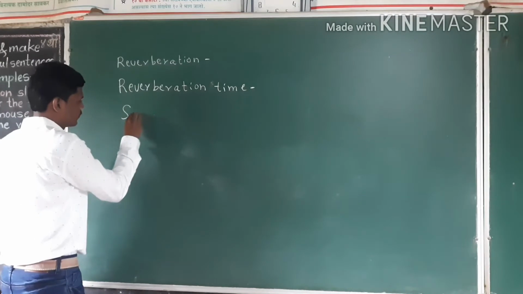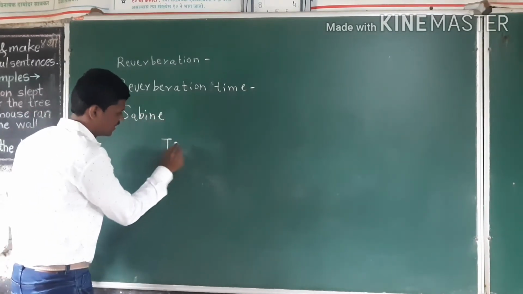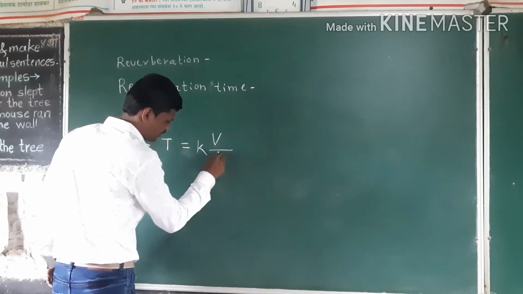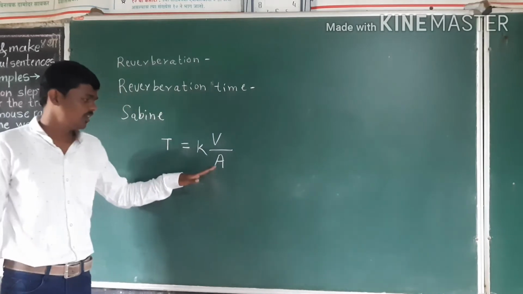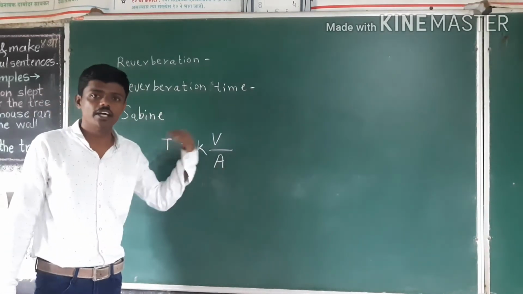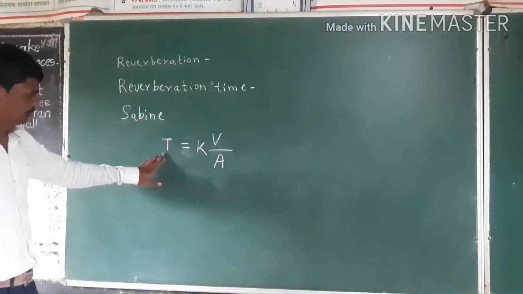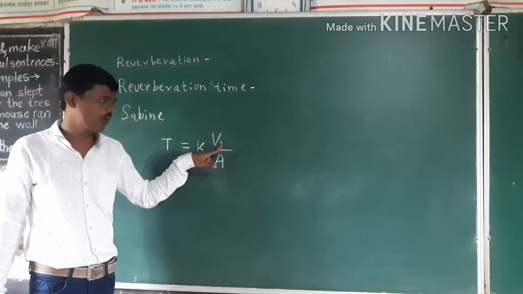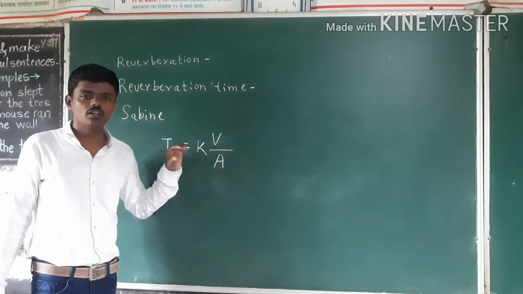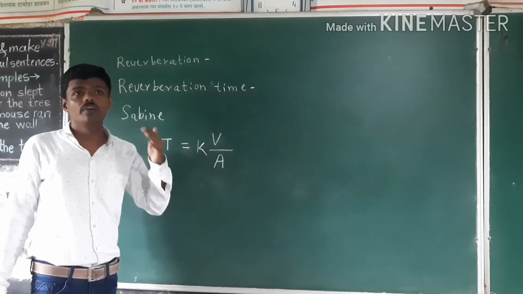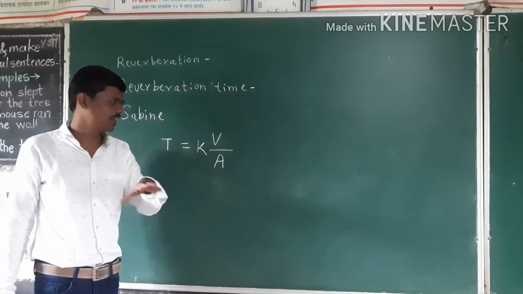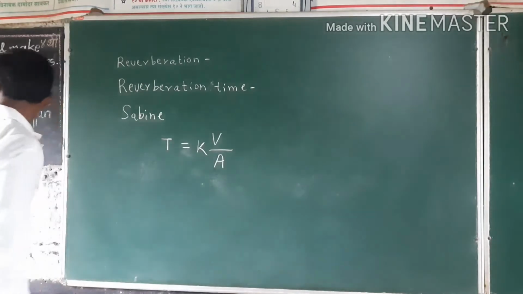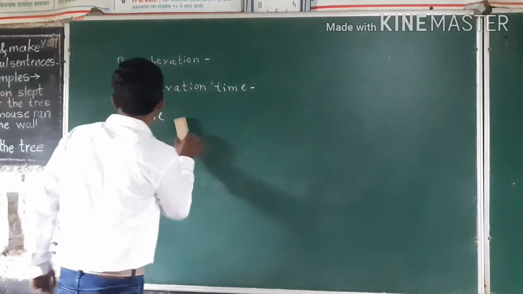Scientist Sabine has found the relation: T is the reverberation time, between the volume of the hall V and capital A, the effective absorbing area of the materials in that hall. So what we have got? Sabine found out that the reverberation time is directly proportional to the volume of that hall and inversely proportional to the total effective absorbing area of the materials, or we can say curtains, cushions, people in that auditorium. All that material, we can say, its effective area of absorption. So this area also is there, so it is inversely proportional. So this is a simple relation formed by Sabine.